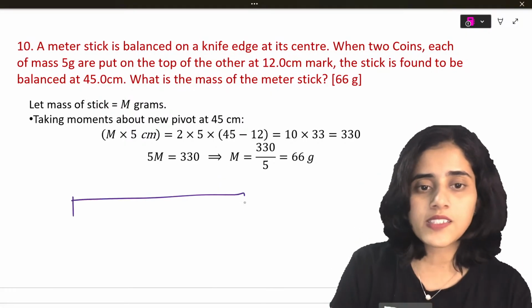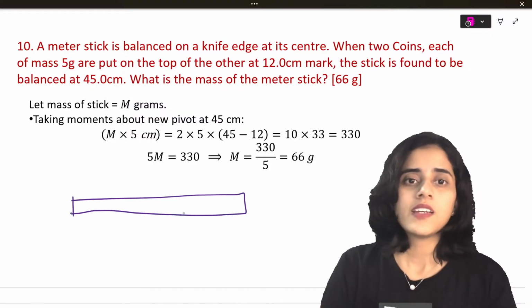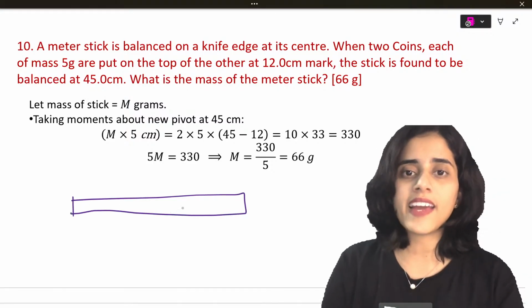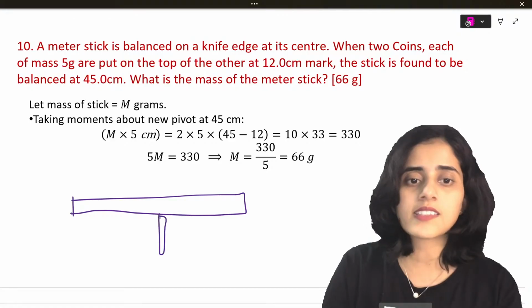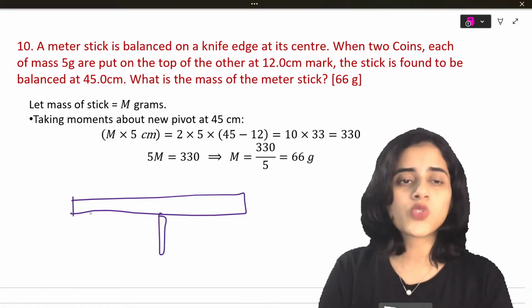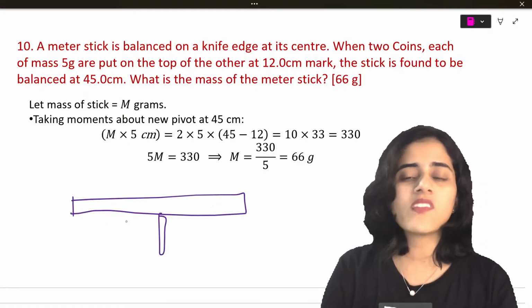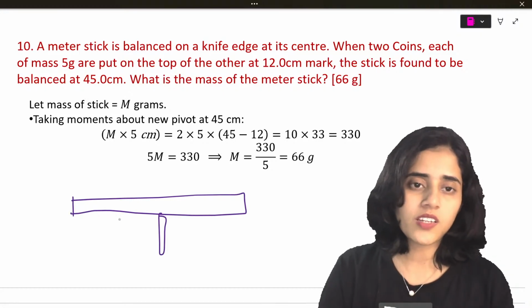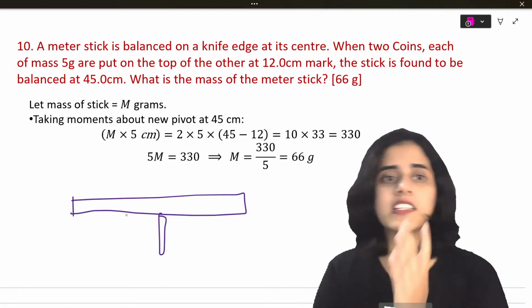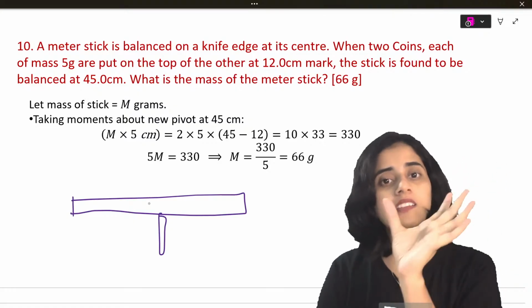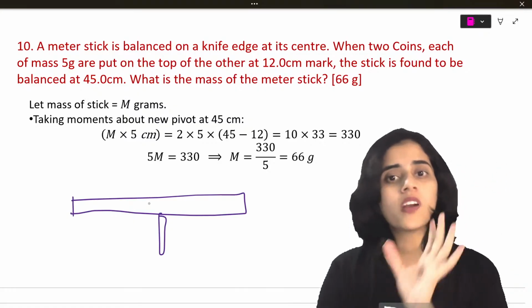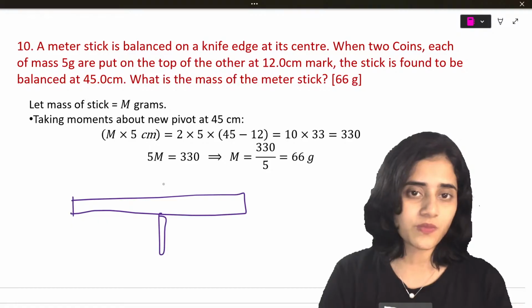So there's a meter stick. It is balanced on a knife edge at its center. When two coins are put on the top of the other at 12 centimeter mark, so there are two coins put at 12 centimeter, the stick is balanced at 45 centimeter. What is the mass of the stick is the question.